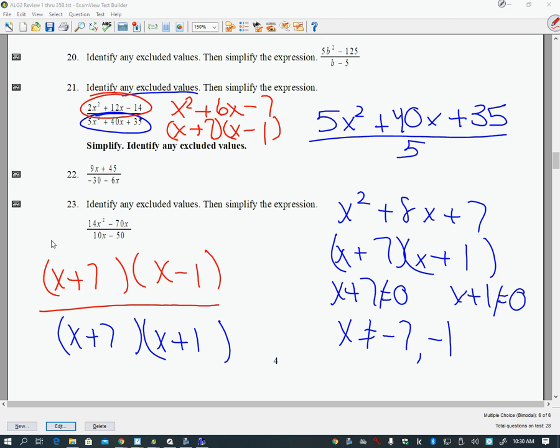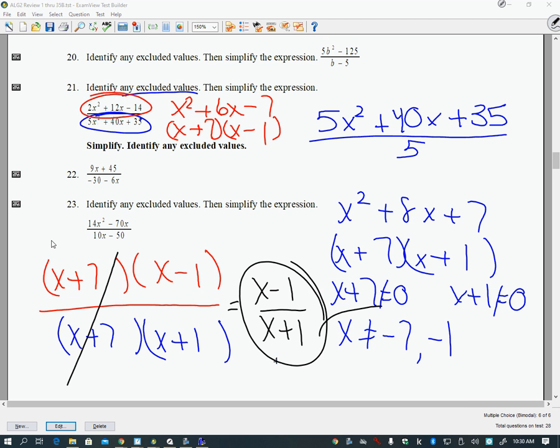What cancels out? X plus 7 cancels out. Okay? So my final answer for the simplified form is x minus 1 over x plus 1. All right? So that's simplified, and these are the excluded values. Okay, does that make sense?